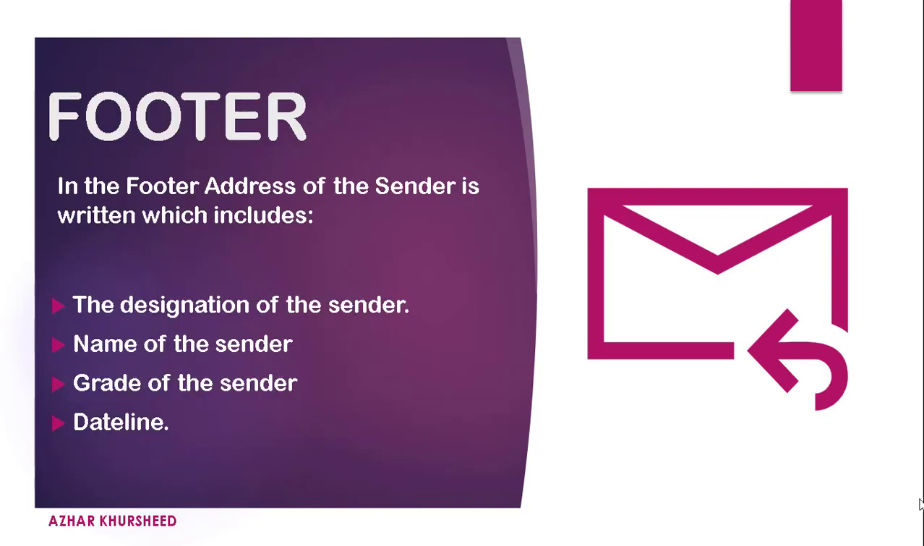Then comes the footer, the last thing, as I've told you. What comes in the footer? In the footer, the address of the sender is written, which includes the designation of the sender. Now, we've talked about the receiver. Now, who's sending? Let's suppose you're writing, so you are the sender. You'll write the designation of the sender, the name of the sender, grade of the sender, and the date line. Date line means the line in which you'll write the date.